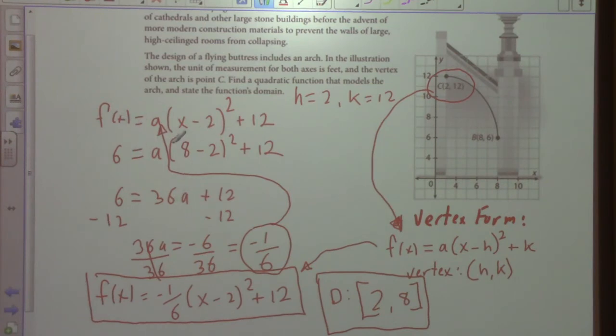So this whole thing was about finding A, yeah, and then that became this once we found out what A was. All right, okay? I got it. All right.